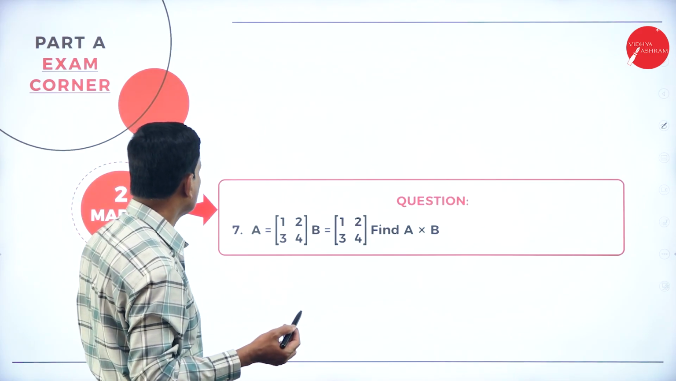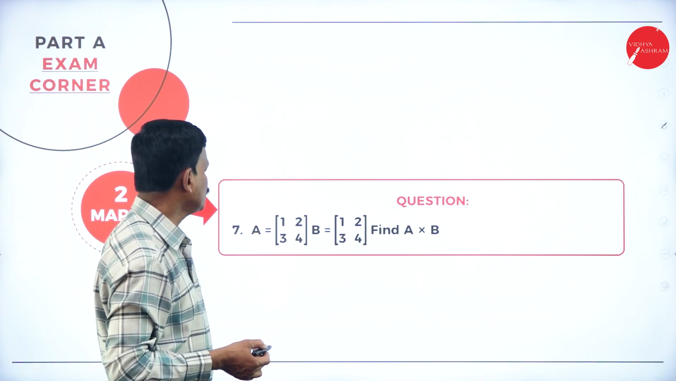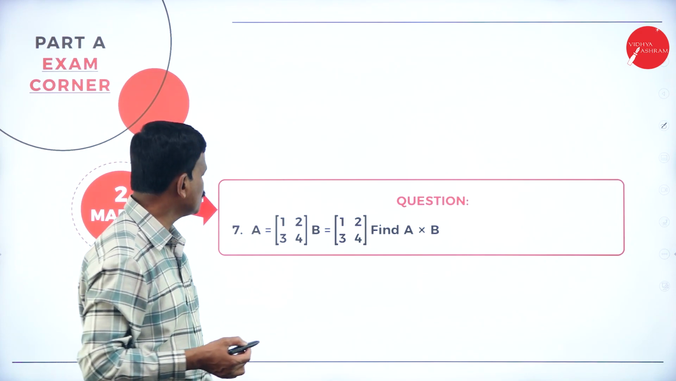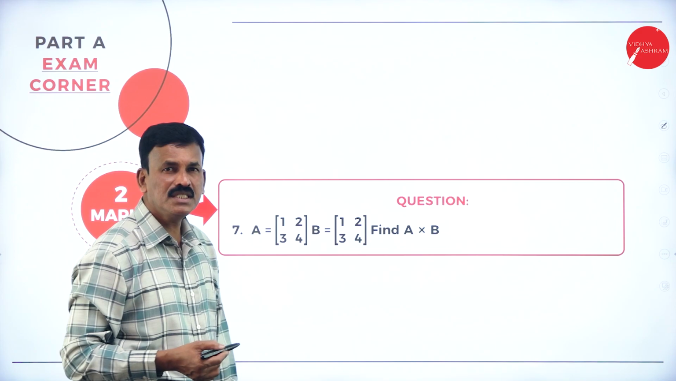Now, move on to the next problem. If A is equal to {1, 2, 3, 4} and B is equal to {1, 2, 3, 4}, same values, find A into B.